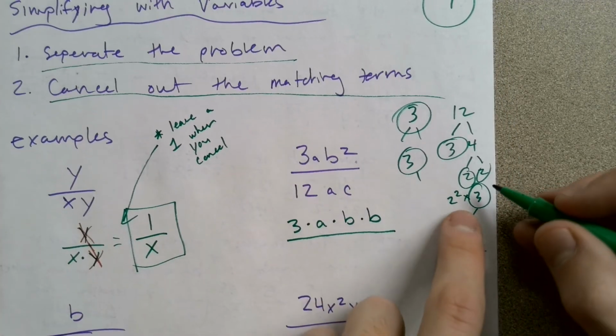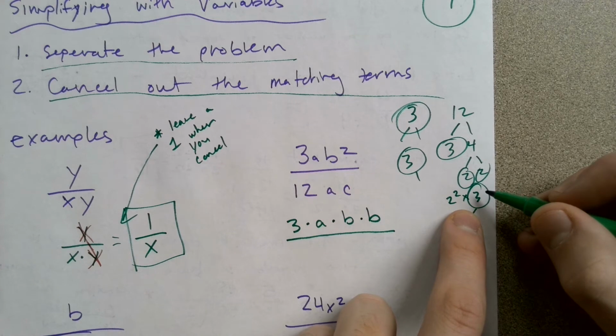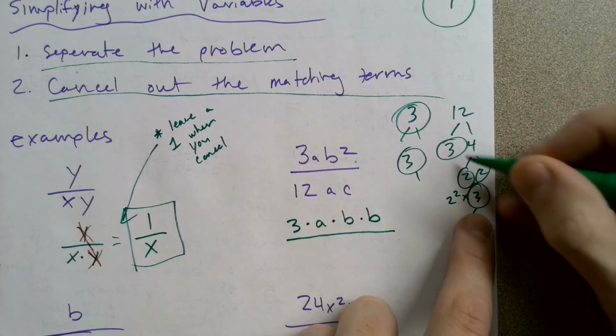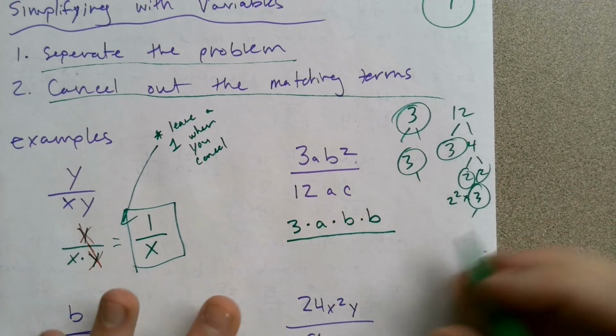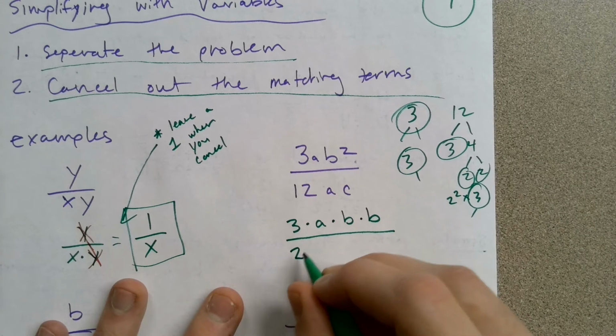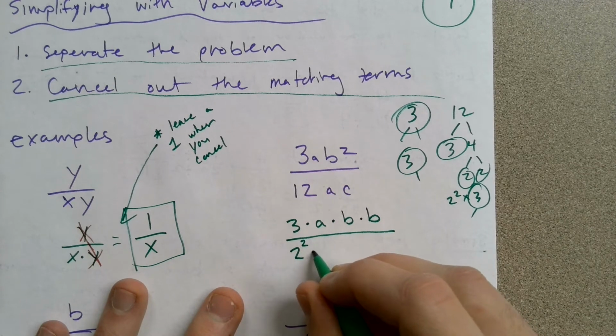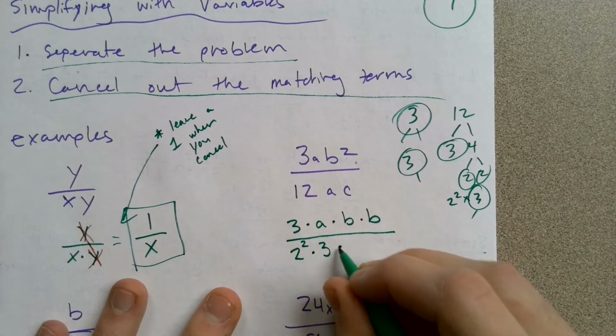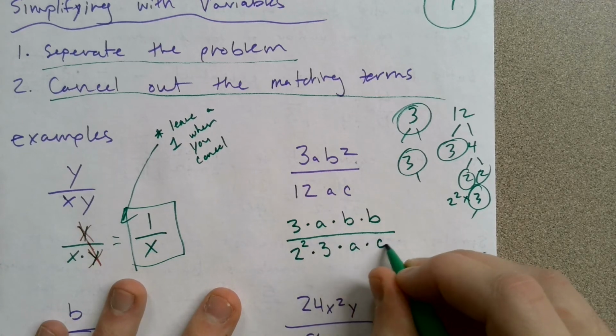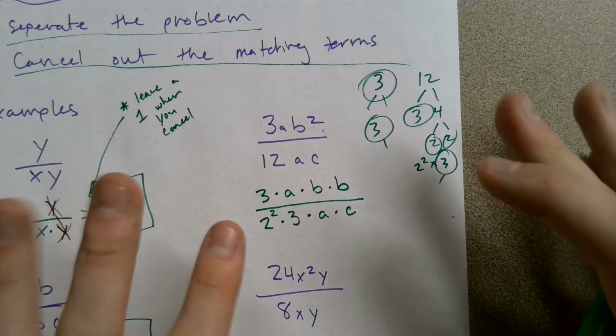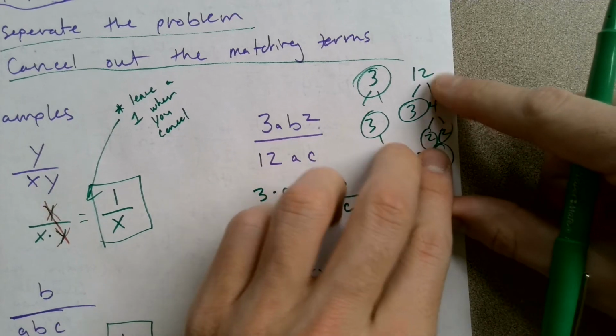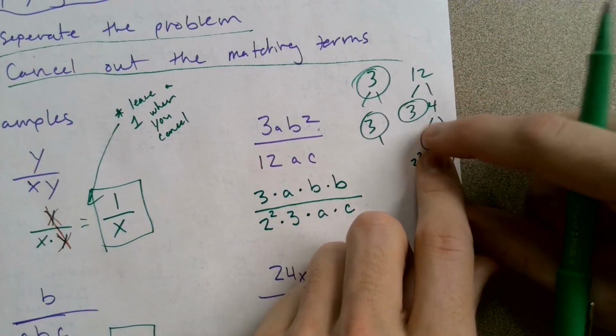On the bottom, I'm going to use these prime numbers that I had. I'm going to use what I broke this up into. 3 times 2 times 2. I'm going to change this to 2 squared times 3 times a times c. You might be thinking, holy moly, Mr. Aarons, why'd you just do that? Look what I did. I broke it up into those prime numbers.